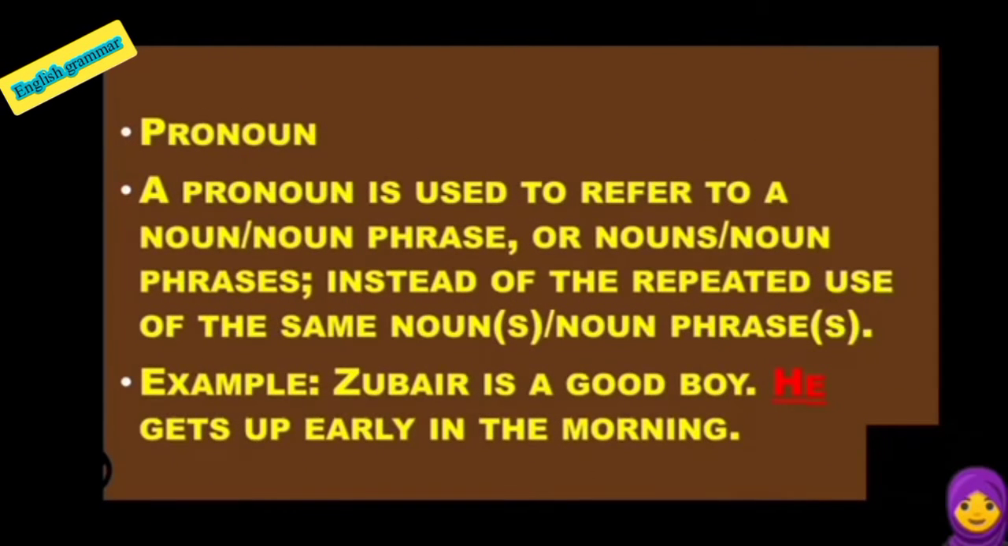Next, pronoun. A pronoun is used to refer to a noun or noun phrase instead of the repeated use of the same noun or noun phrase. For example, Zubair is a good boy. He gets up early in the morning. Here, he is a pronoun. So, pronoun is used instead of noun.